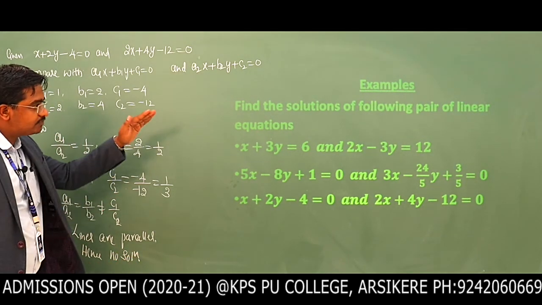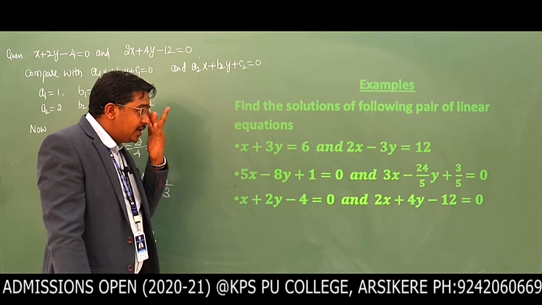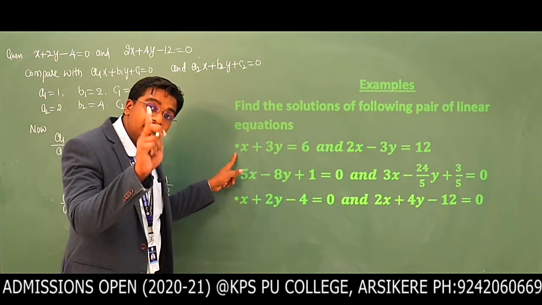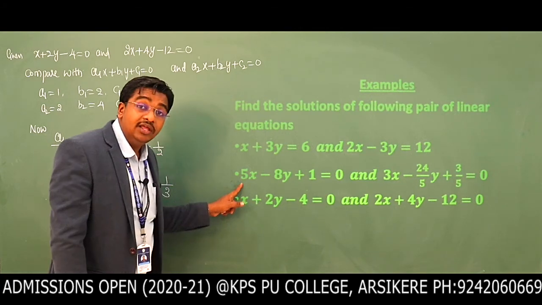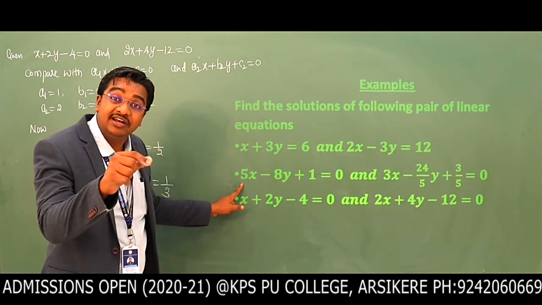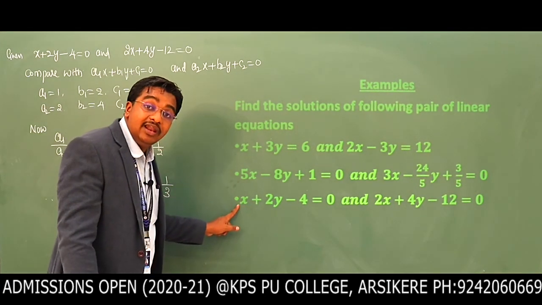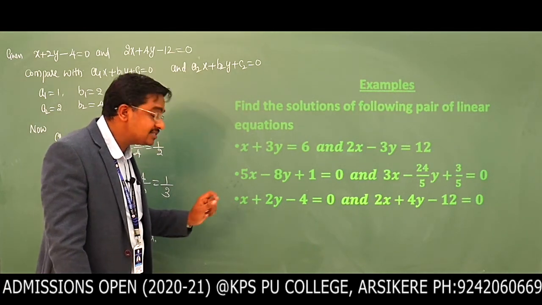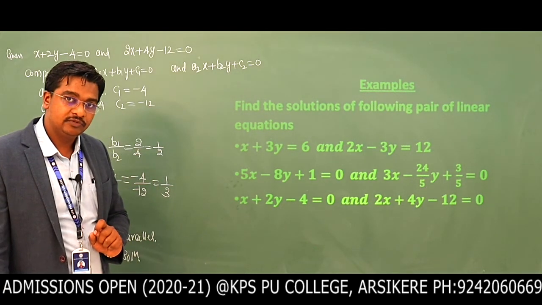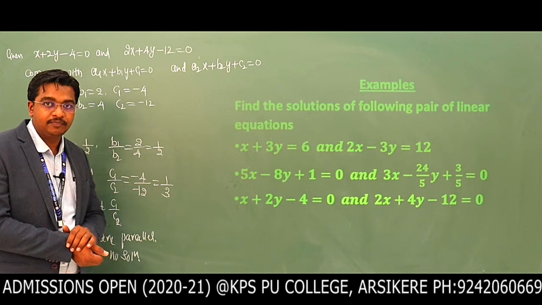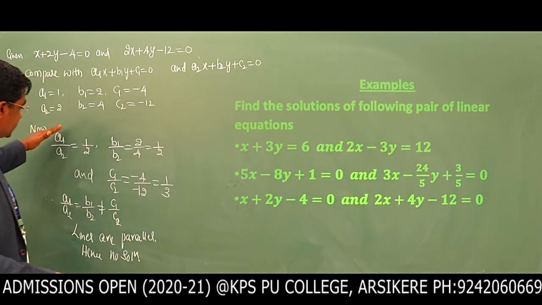Understood, children? This is example 1, example 2 and example 3. In example 1 the lines intersect, we get a unique solution. In example 2 the lines are coincident, we get infinitely many solutions. In the third one, the lines are parallel, in that case there is no solution. So these are the things we discussed here. So take a pause and note all the things I have written here.